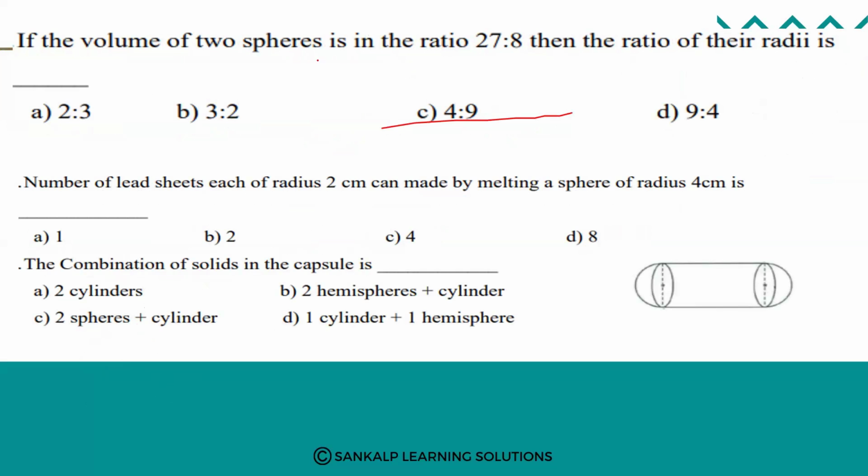So the volume of the sphere, they have given 27 is to 8. Volume of the sphere means 4 by 3 pi r cube. Here two spheres are there. The first sphere's radius I will consider as capital R. This is 4 by 3 pi R cube, right? Now 4 by 3, pi and pi will get cancelled. R cube is equal to r cube.